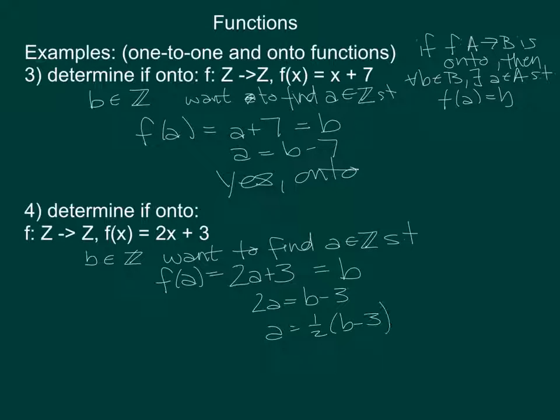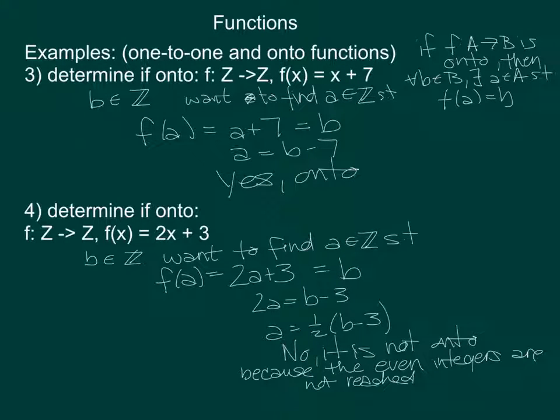So I look at this and I say, well, what if b is equal to, what number do I need? 4, for example. So if b is equal to 4, I have 4 minus 3, which is 1, times 1/2, which is 1/2. So a is equal to 1/2. But unfortunately, I wanted an a in my set of integers. So no, it is not onto, sorry. Because the even integers, such as 4, are not reached. In other words, they aren't mapped. Nothing gets mapped to them. They are not ever reached.